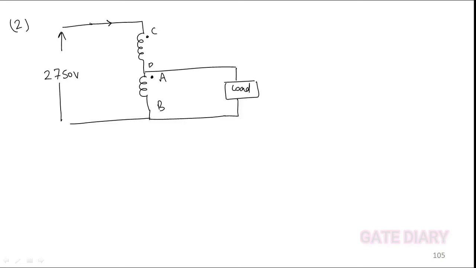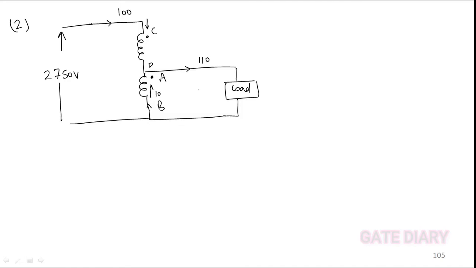But here, how much current is flowing through CD? 100 amps. So 100 amps will enter into the dot, so it must leave here. How much current? 10 amps must leave to satisfy Lenz law. So 100 amps is coming from this side and 10 amps is coming from this side. So how much current will be here? 110. And what is the voltage across A and B?